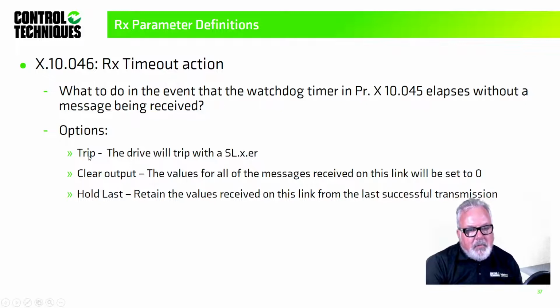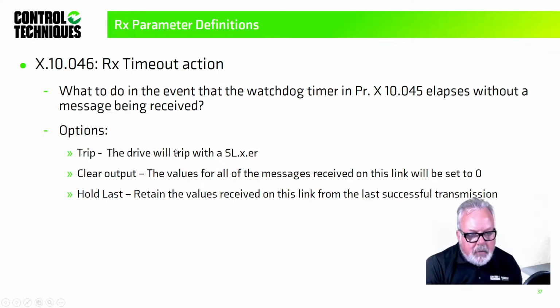Well, the option is to trip. So if I don't get a message, the drive itself will trip and it will have what's a slot error. So in my case with Digitax, it'll be SL.3.ER, a slot 3 error. I can clear output. What that does is the values for all the messages received on this link will be set to 0. Or I can simply hold the last. Retain the values received on this link from the last successful transmission.